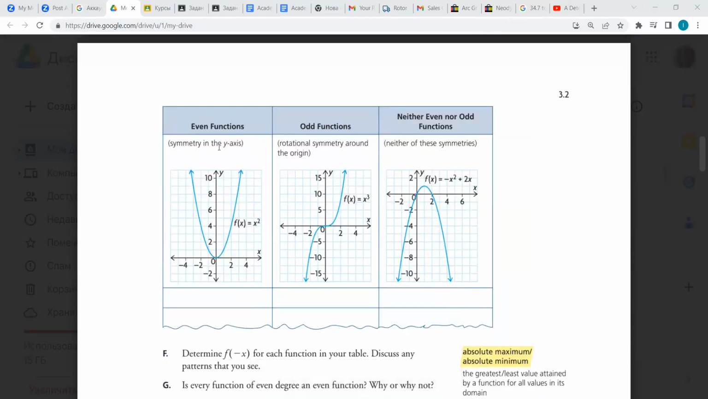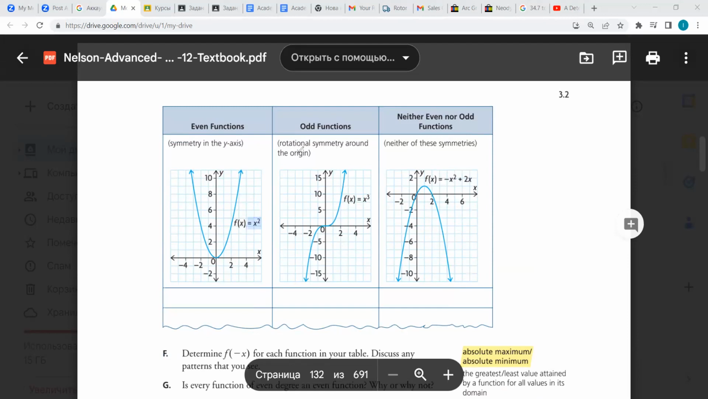Even function, odd functions, neither even nor odd function. Here it is. You see? Even functions have symmetry in the y-axis. So I was right. We have to have all the x's in even power. Odd functions, we have to have all the x's in odd power, which will give us the rotational symmetry. Take a look here. In the even function, we have an actual axial symmetry over the y-axis.